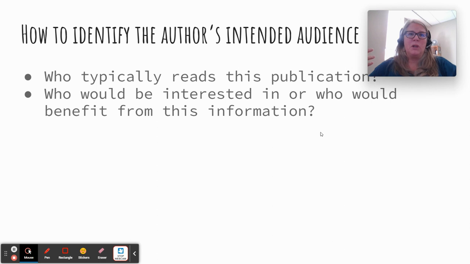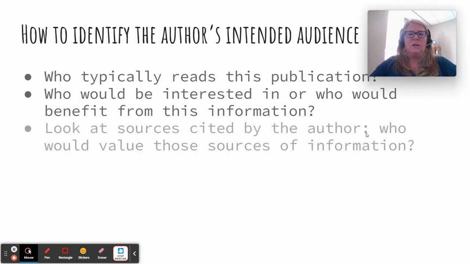And sometimes you can look it up. Who is the audience of the New York Times? Who would be interested in or who would benefit from this information? All right. Now, it's very tempting to say everybody, but that's not really a good way to answer this question. And you can really think about all these questions and then figure out who your author's intended audience is. Look at the sources cited by the author, who would value those sources of information.